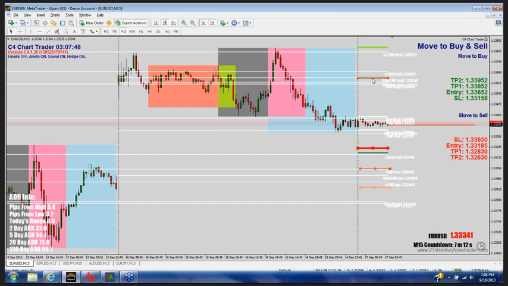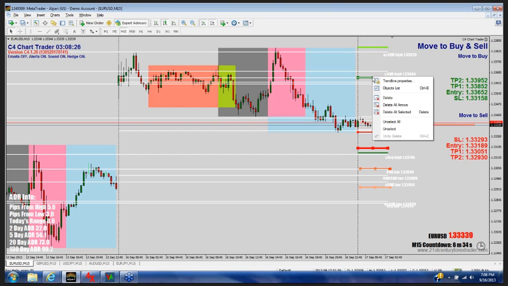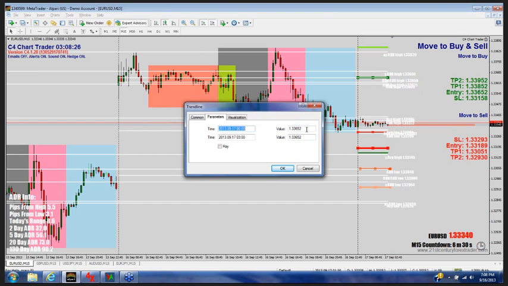Or if you'd rather be right exactly to the number that Forex Joe is giving us, you can double click that and then right click and go to Trendline Properties, and from here you can set your entry by simply putting in the number that you'd like to enter your trade at.